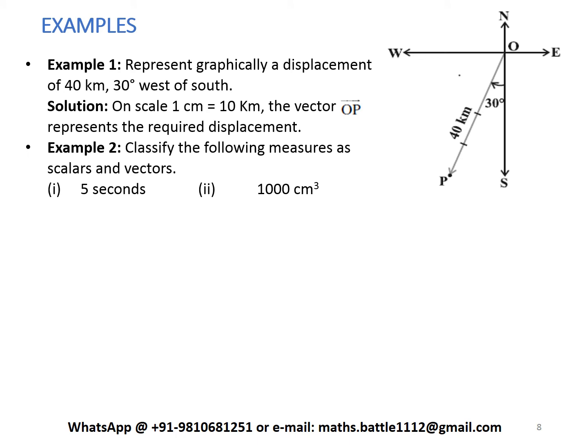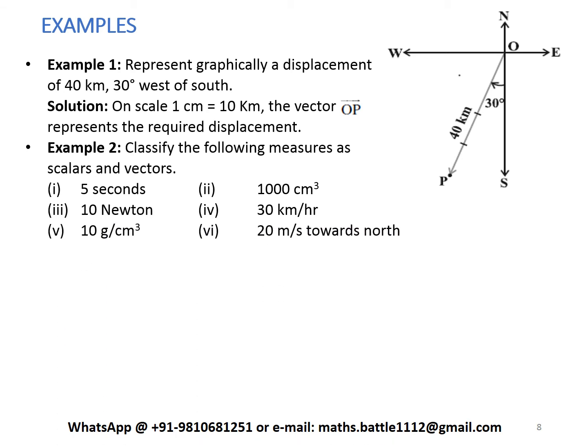Classify the following measure as scalar or vector. 5 second is scalar, 1000 centimeter cube is scalar. 10 Newton is a force, the unit of force, so it's a vector. 30 kilometer per hour is a scalar. 10 gram per centimeter cube is a scalar. 20 meter per second towards north is the velocity, so velocity is a vector quantity.